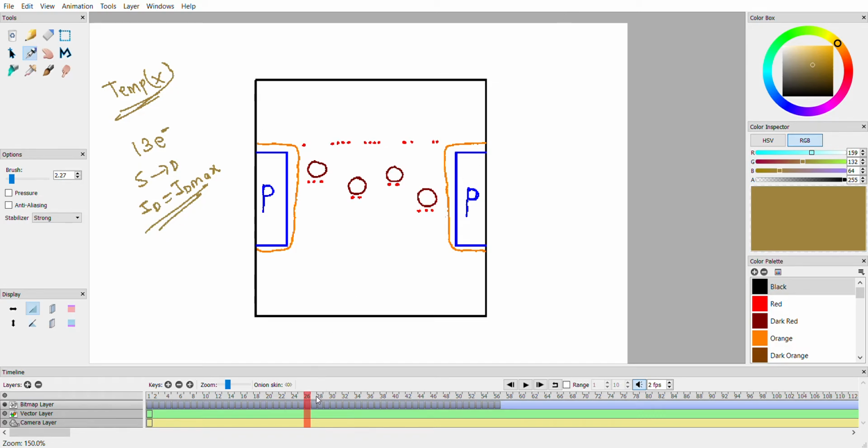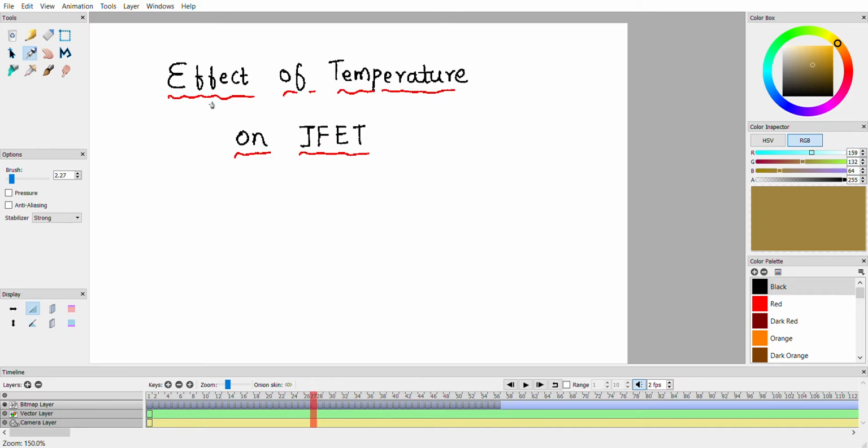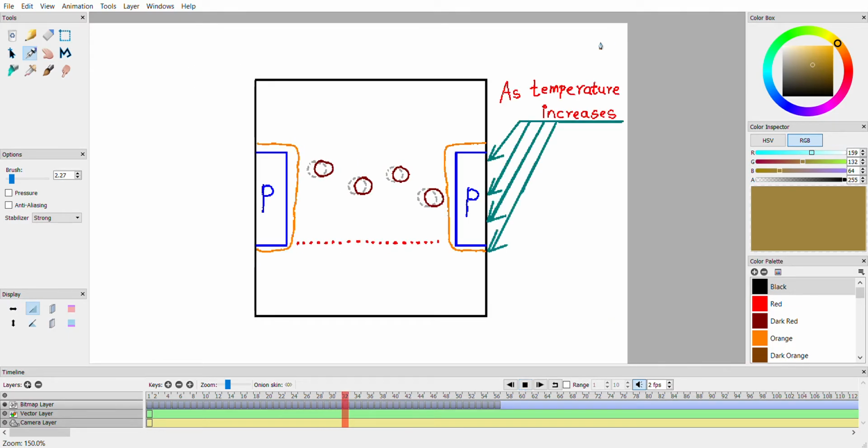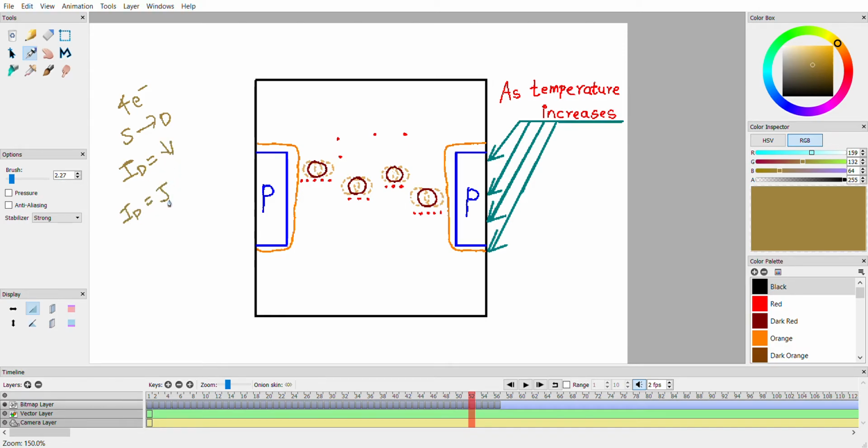Now let's move to the next animated video, the effect of temperature on JFET. See, as temperature increases, the lattice atoms start to vibrate, and now you can see the majority of electrons got stuck because of the vibration of atoms. Only 4 electrons were able to pass from source to drain. That means the output current, or ID, is decreased, or we can consider ID to be ID minimum.